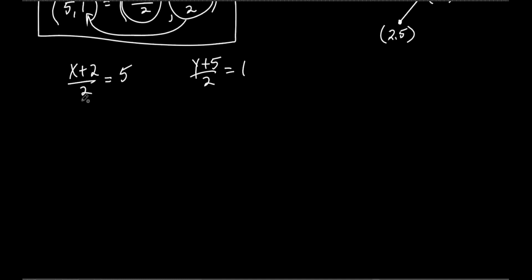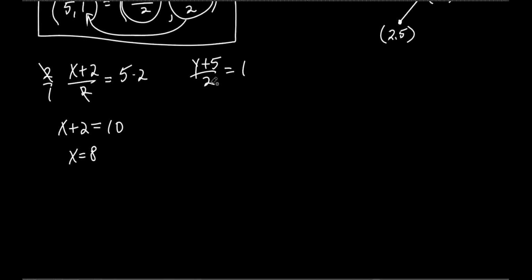So how do we get rid of this 2 on the bottom? Yeah, multiply everything by 2 here. Multiply that by 2. That 2 cancels. I've got x plus 2 equals 10. Subtract 2, so x is what? 8. Everybody good? Let's do this one.